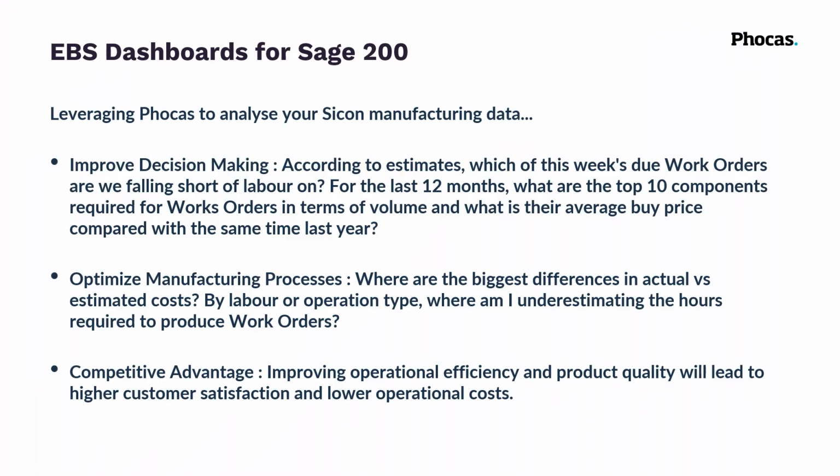Second benefit is just optimizing that process. So what are the differences between what I'm currently doing and what I'm estimating that I'm going to do in terms of production and manufacturing? How is that affecting my costs? How many hours am I spending on this? And does that sound about right with what I estimated last month or last quarter?